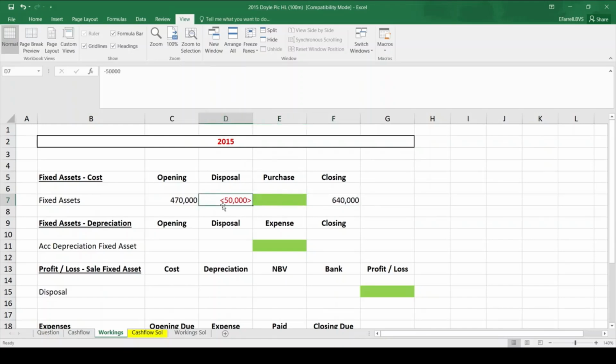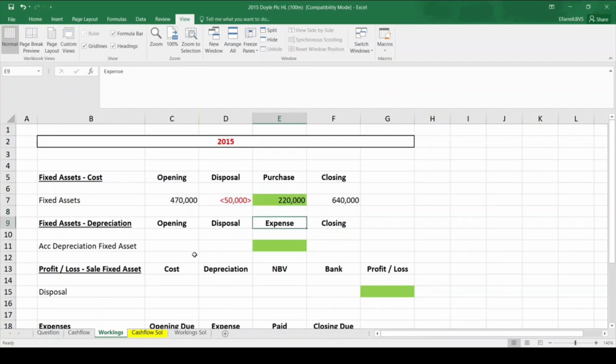So simply, it might be easier just to say 470 minus 50 is 420. So this is just going to be 640 minus that 420. So it started with 470, sold 50, purchased 220, and it finished with 640.